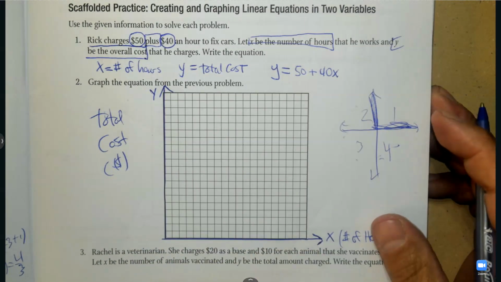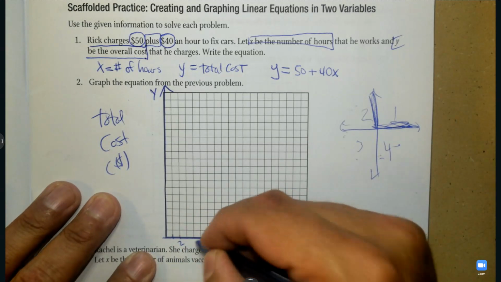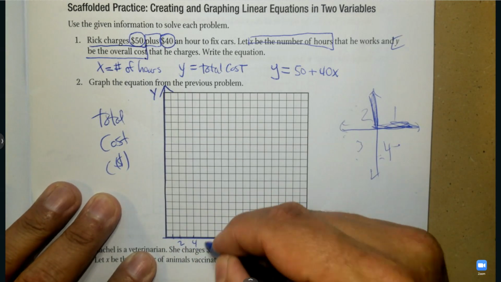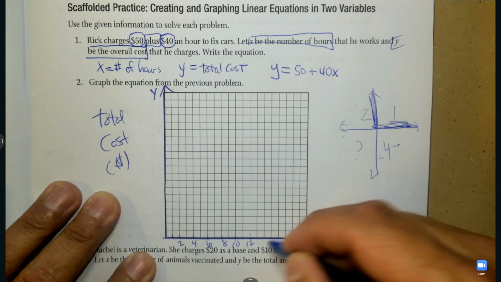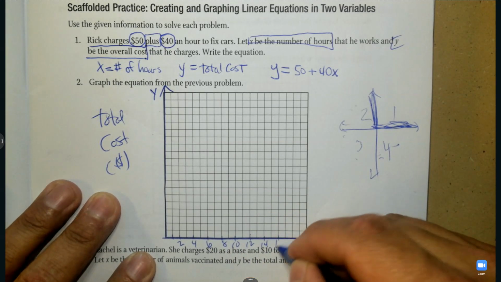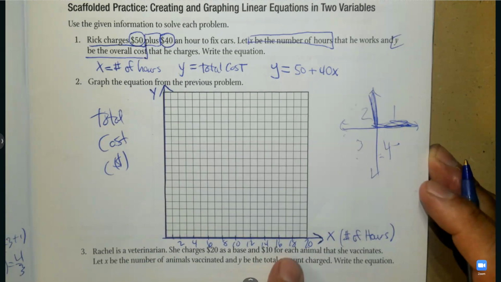So the x scale, how many hours will it take to fix? I'm just going to count by 1. And really, I'm going to go every other and fill up the scale on the bottom. All the way to 20.